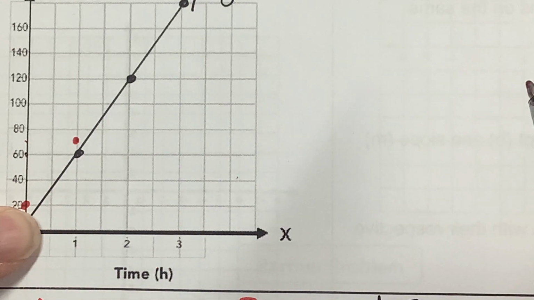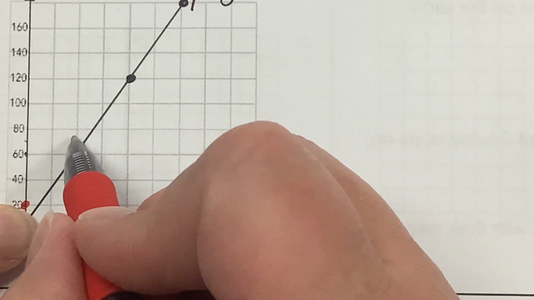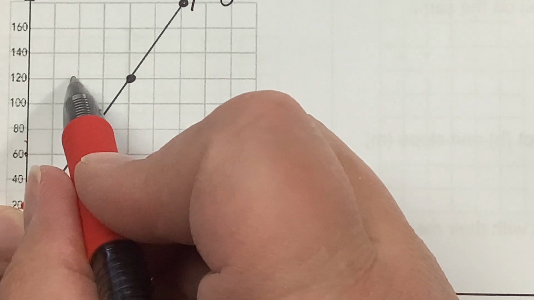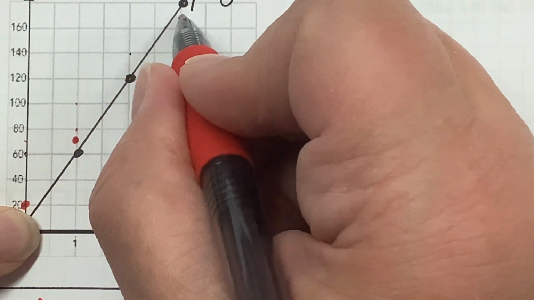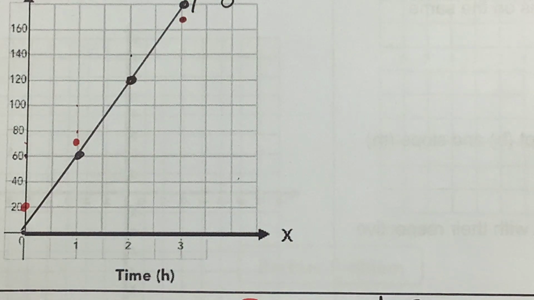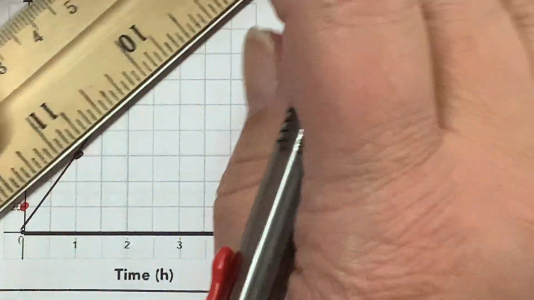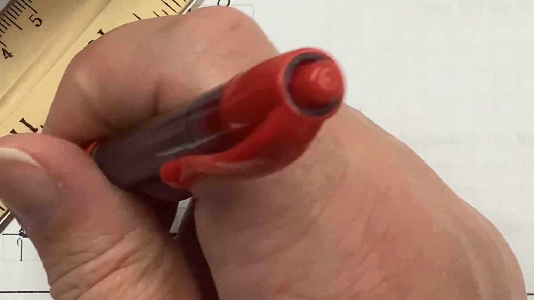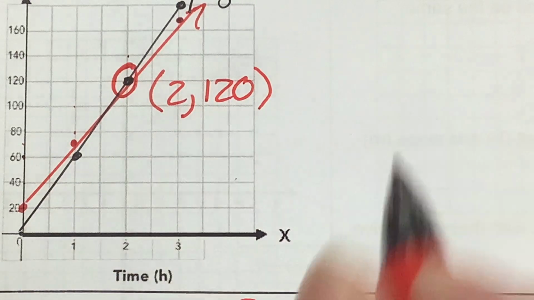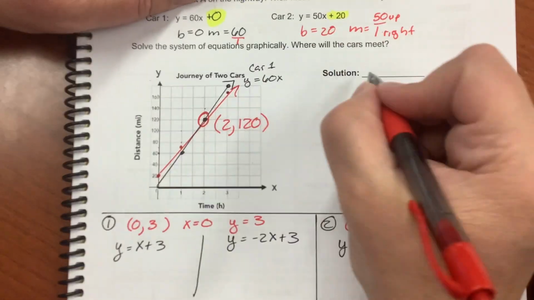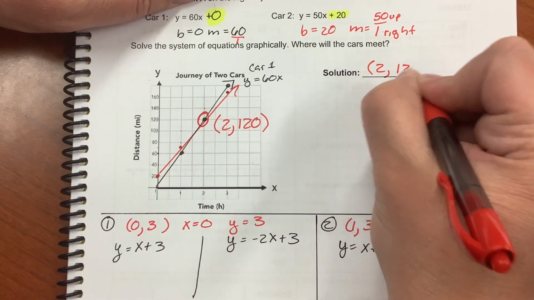Now, they don't cross. They're close, but they don't cross. Up 50, 10, 30, 50, over 1 hour. And then 20, 40, halfway, over 1 hour. They're very close, but they are not in the same spot. It's hard when they're really close like that. They really do cross right there at 2 hours and 120 miles. So my solution is 2 and 120.